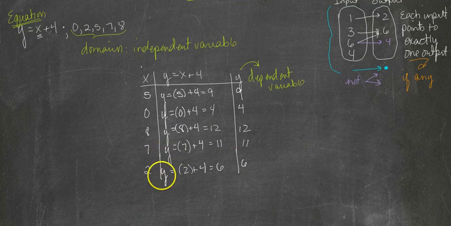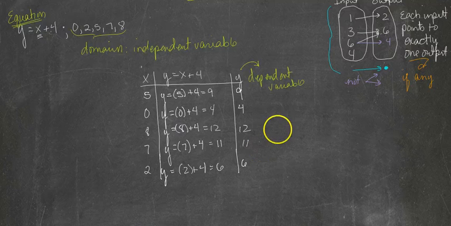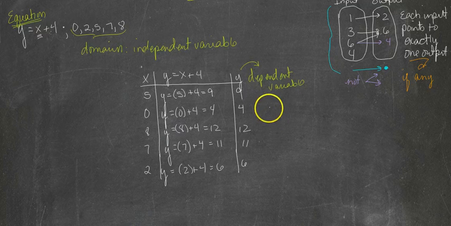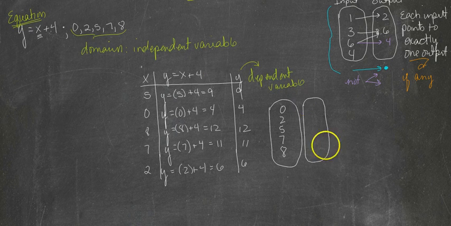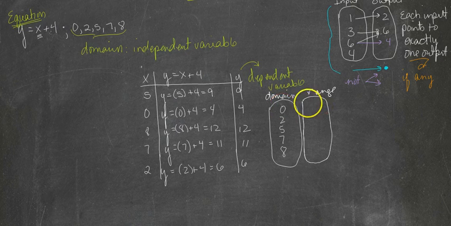So now I can put together my input-output relationship, right? I'm going to use these little bubbles. Probably need a bigger one than this. And if my domain is 0, 2, 5, 7, 8, I'm going to map each of these numbers. Map is the same thing as point to. I'm going to map each of these numbers over to my output. So my domain and my range. So 0 pointed to 4. Okay, I'm good with that.